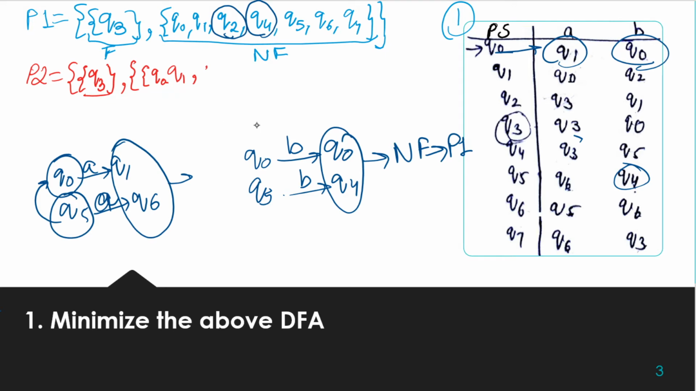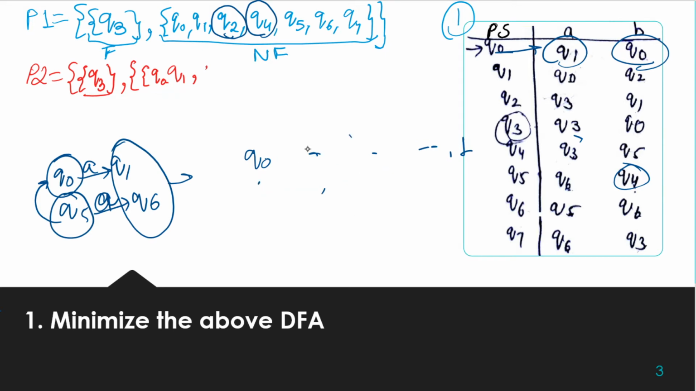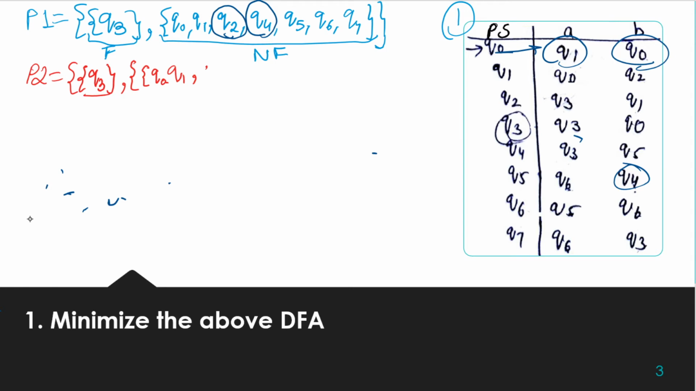So Q5 can be kept with Q0 and Q1 in the same group. Now we have to repeat the process. Now we have to check for the compatibility or similarity of the next states. So here we have kept Q5 with the same group.